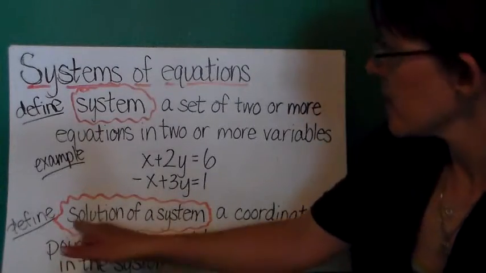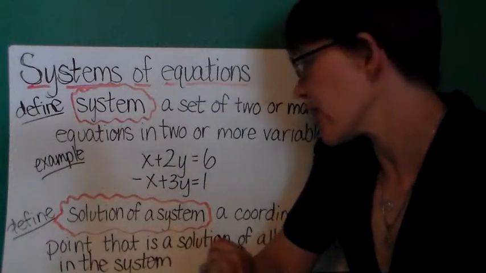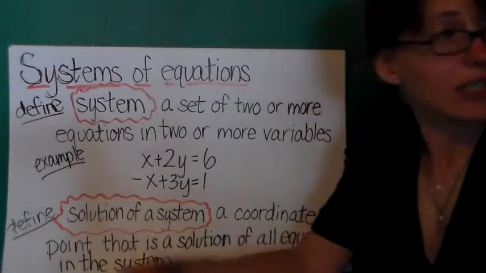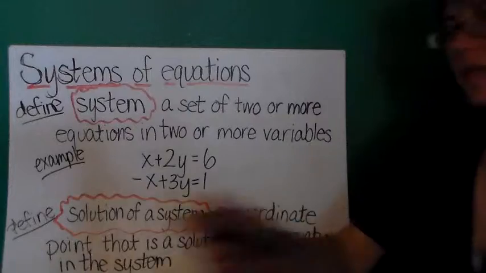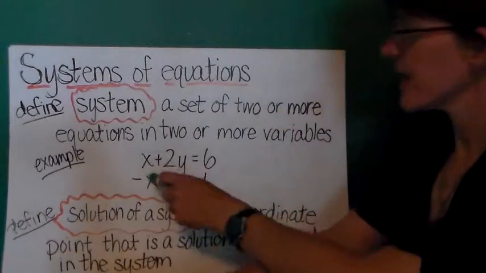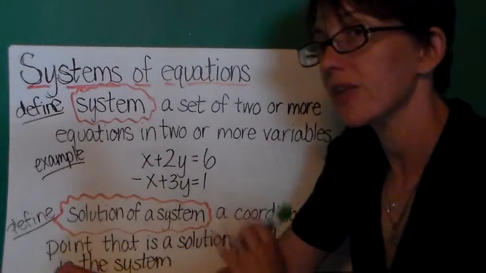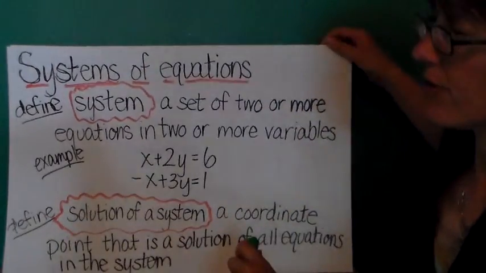of equations. A solution of a system of equations is a coordinate point that is a solution of all equations in the system. So a solution point has to work in both of these equations in order to be a solution. Can't work in just one of them and be a solution of the system.